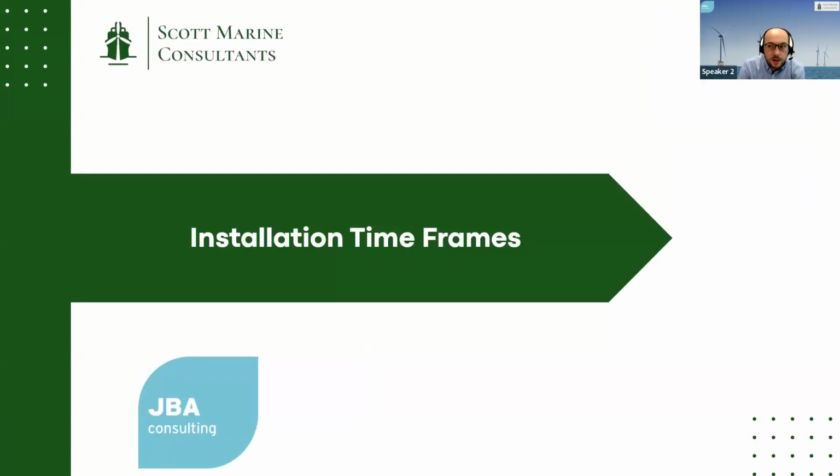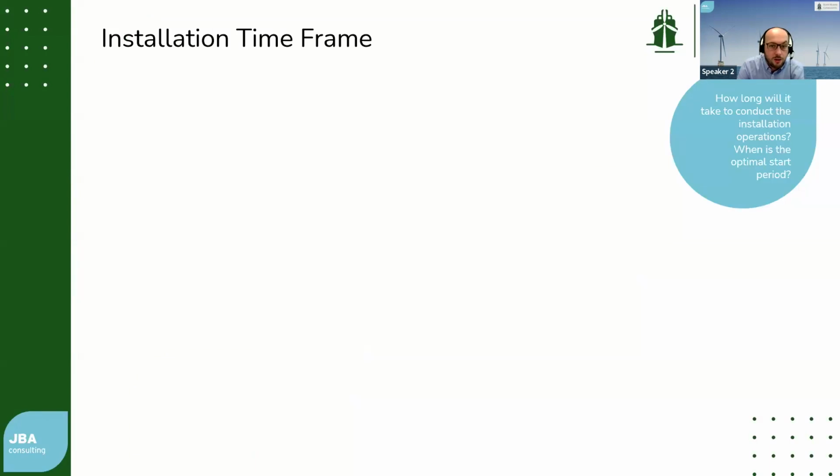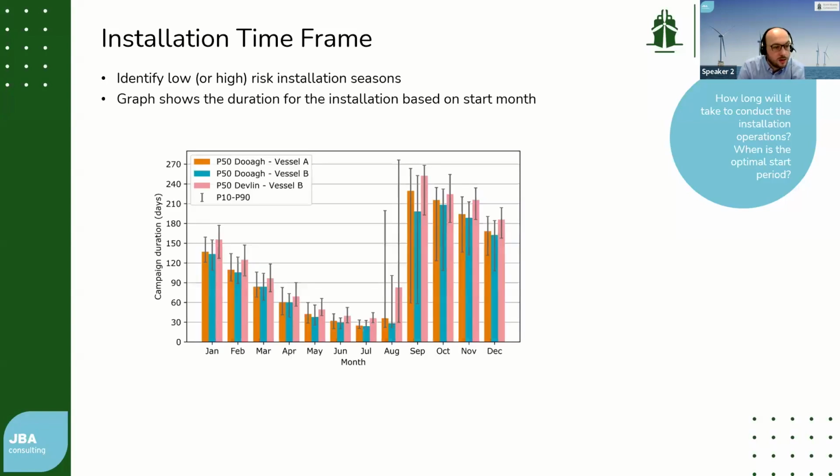So going on to the installation timeframes, we wanted to know how long it is going to take us to conduct the installation operations and when the optimal start period is. To do this, we want to identify the low and high risk installation seasons. Using the 3 cases with our single cable, we can see here the campaign durations. In orange, we can see vessel A from Dua, in blue, vessel B using the shorter cable route from Dua, and then vessel B with the longer cable route from Devlin.